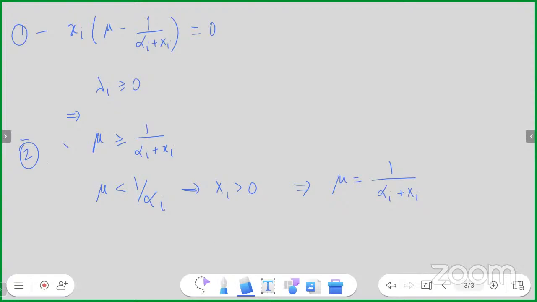If mu is less than this quantity, because of this condition, it implies that xi is greater than 0. And if xi is greater than 0, this better be 0.